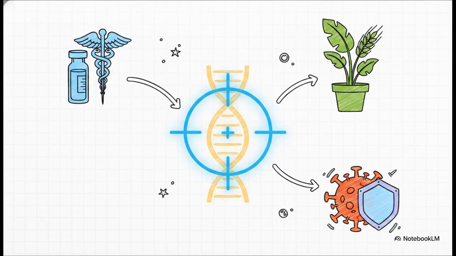Maybe we need a gene that fixes iron deficiency in plants, which is known as chlorosis, or one that gives crops salinity tolerance so they can survive in really harsh environments. We even look for genes that encode the spike proteins of viruses, which, as you might know, is the exact blueprint used to design modern mRNA vaccines. Once we spot that value, boom, we lock it in as our target.